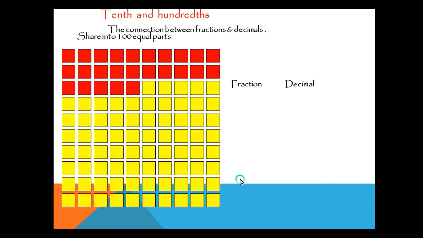Now if you count the number of shaded parts here, you have 1, 2, 3, 4, 5, 6, 7, 8, 9, 10. This is 20, 21, 22, 23, 24, 25. So how can we write it as fraction? We can write it as 25/100 or 1/4, because 25 plus 25 plus 25 plus 25 will give you 100. So this is just talking about 1/4. So 25/100 is 0.25.